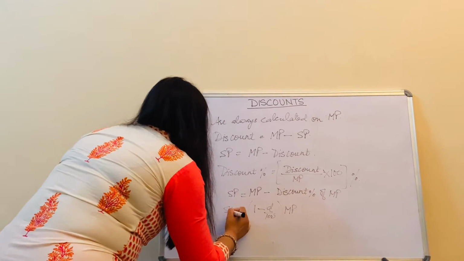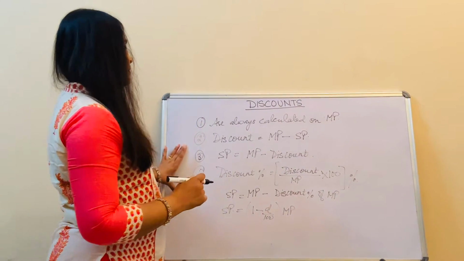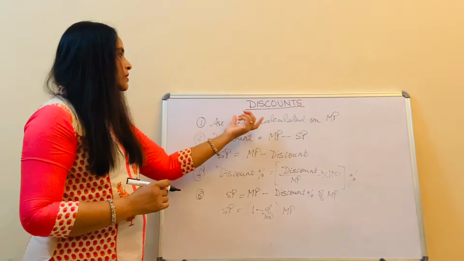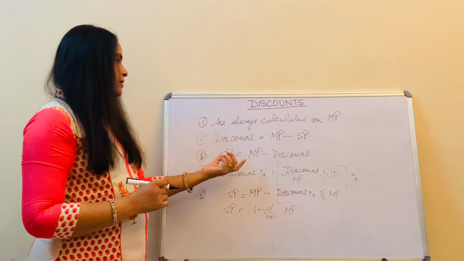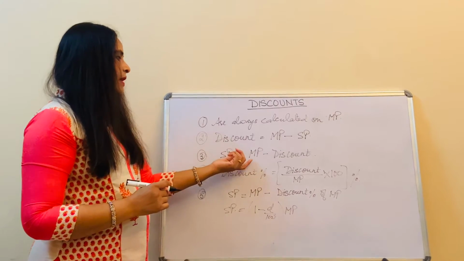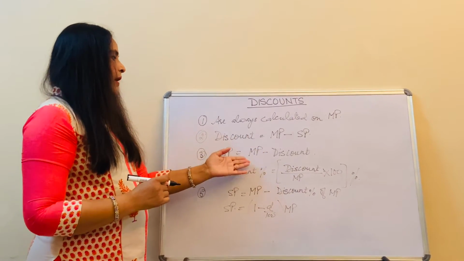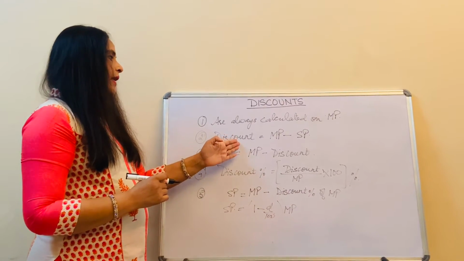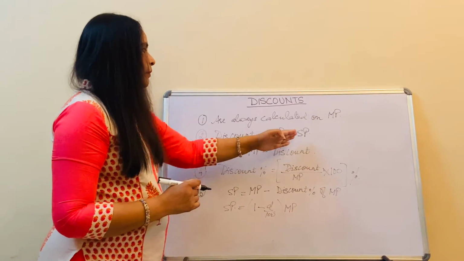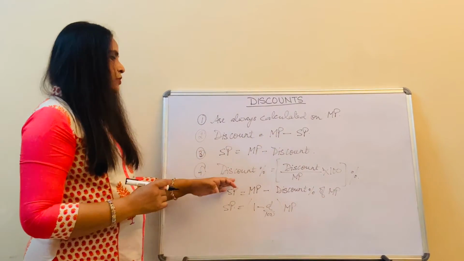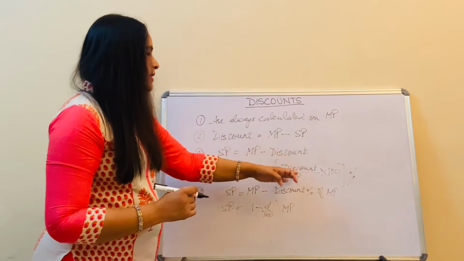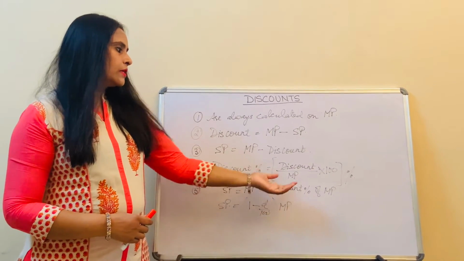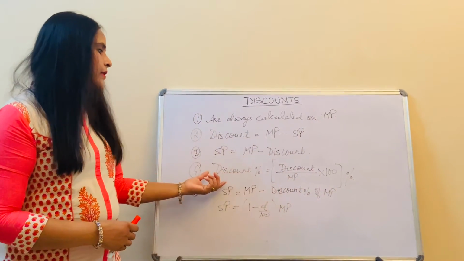So simply, these 5 points you have to be careful of while calculating the discounts. The discounts are always calculated on marked price. Selling price can be calculated by subtracting discount from the marked price, and discount we can get by subtracting selling price from the marked price. To calculate discount percent, we simply divide discount by marked price and multiply by 100. We will get the discount percent.